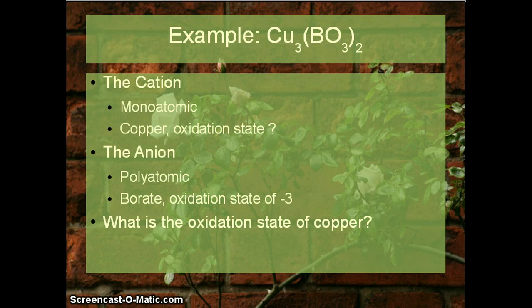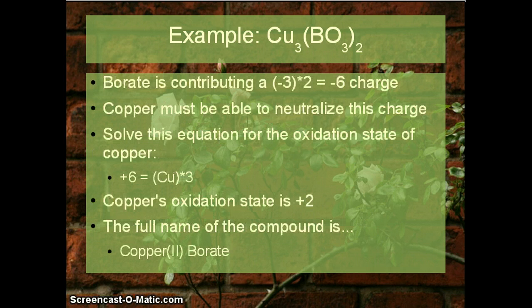The last example is Cu3(BO3)2. Again, we are not sure of the oxidation state of copper because it is a d-block element, so we need to examine the anion. This time, our anion is borate with a charge of -3. Since there are two borates, the total negative charge is -3 times 2 equals -6.